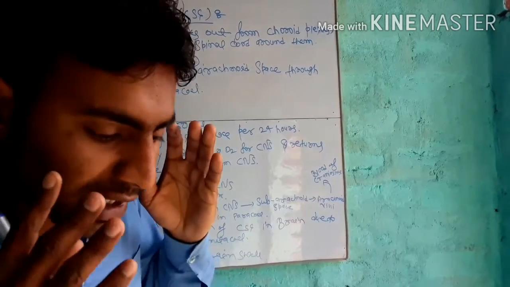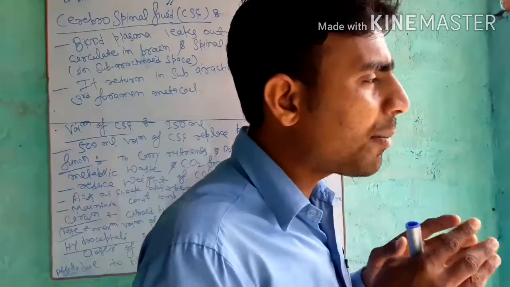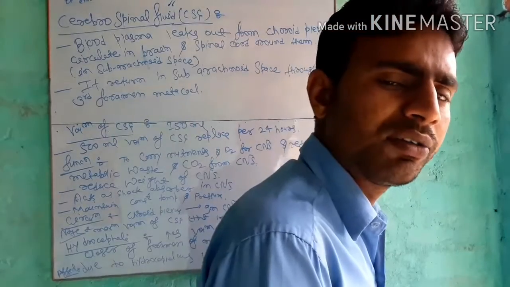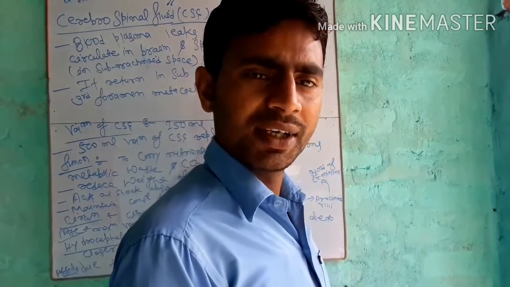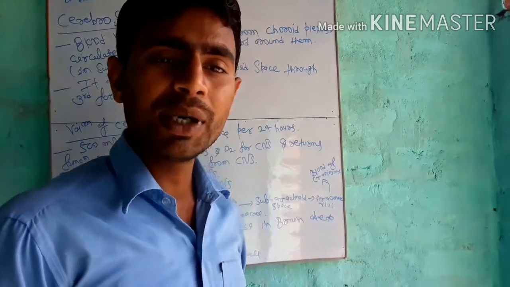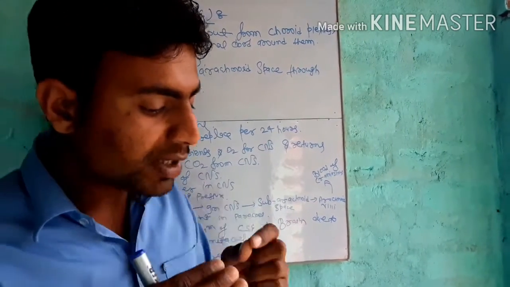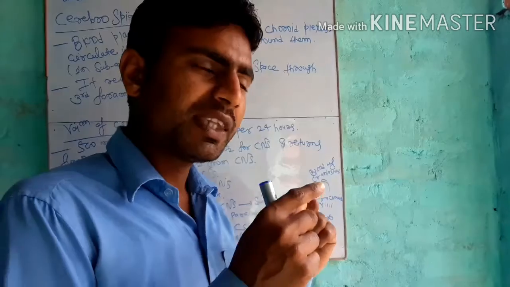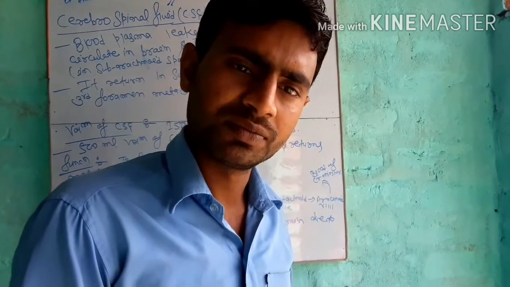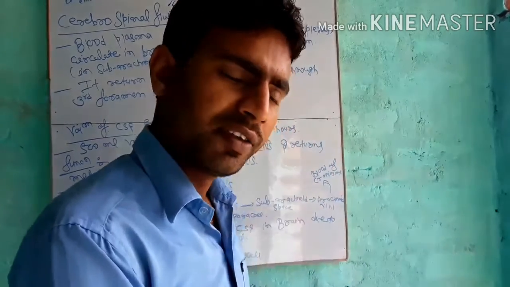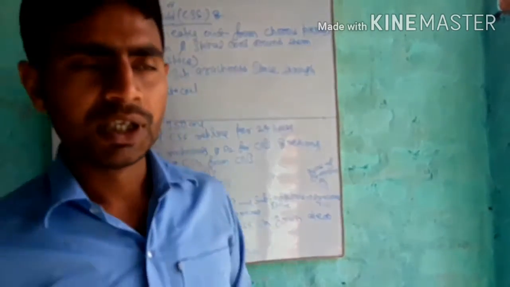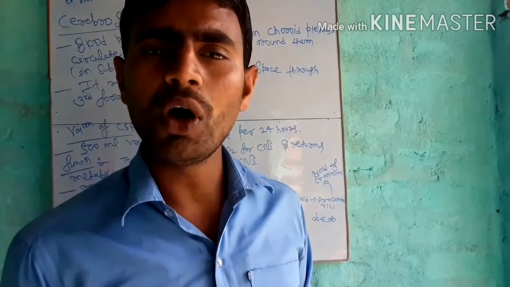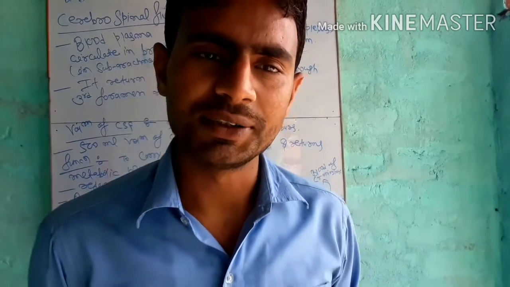Ependyma is a simple ciliated columnar epithelium in the cavities of the central nervous system for the flow of cerebral spinal fluid. This means ependyma is a cavity of the central nervous system for the flow of cerebral spinal fluid.